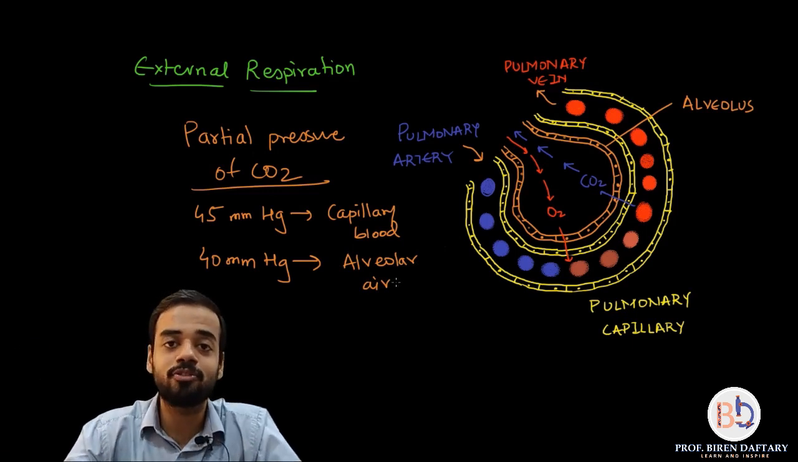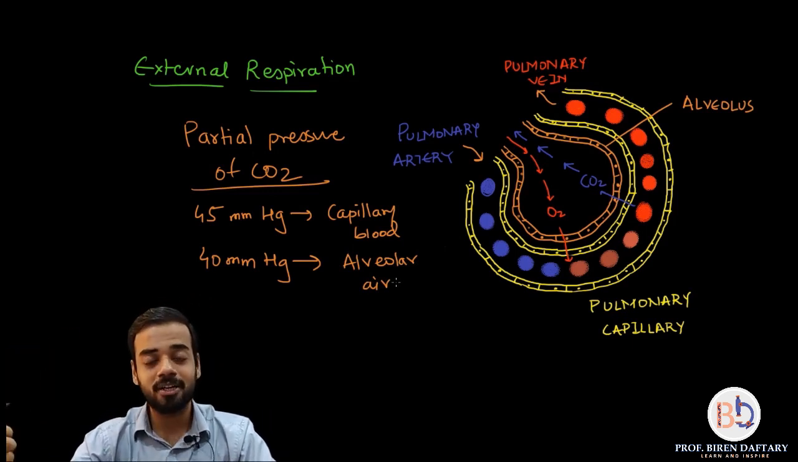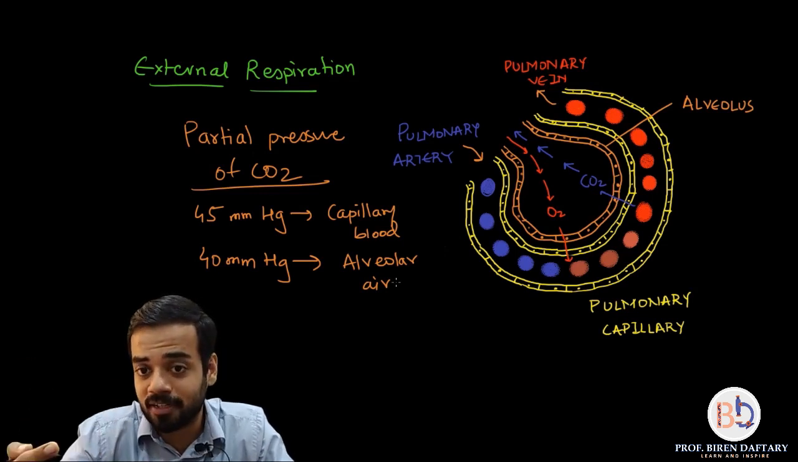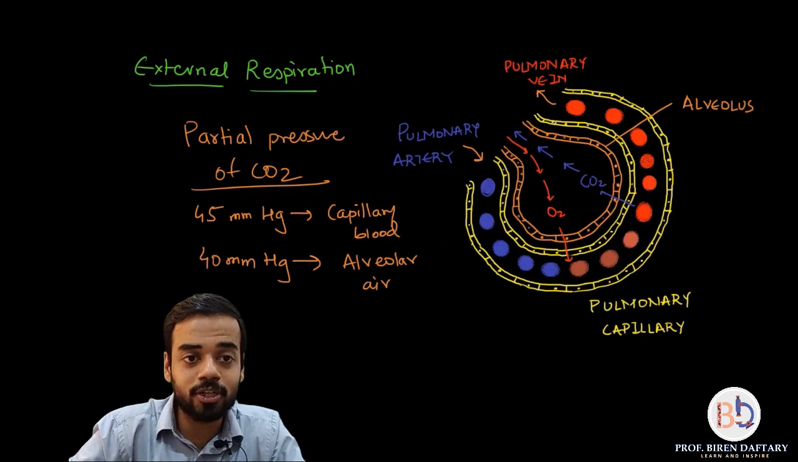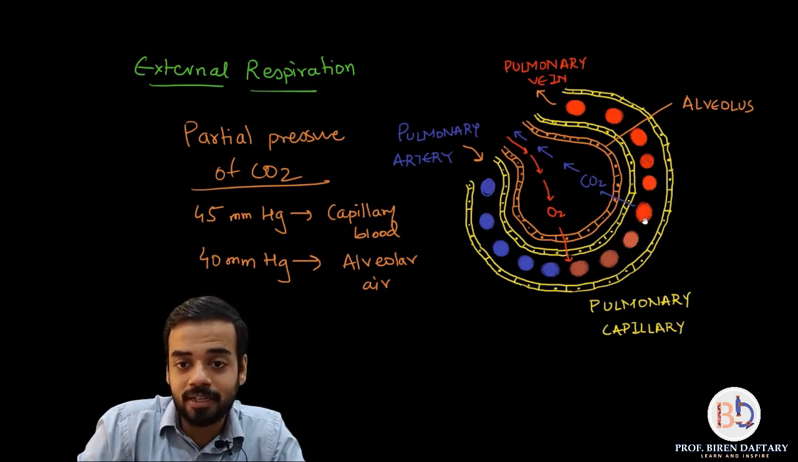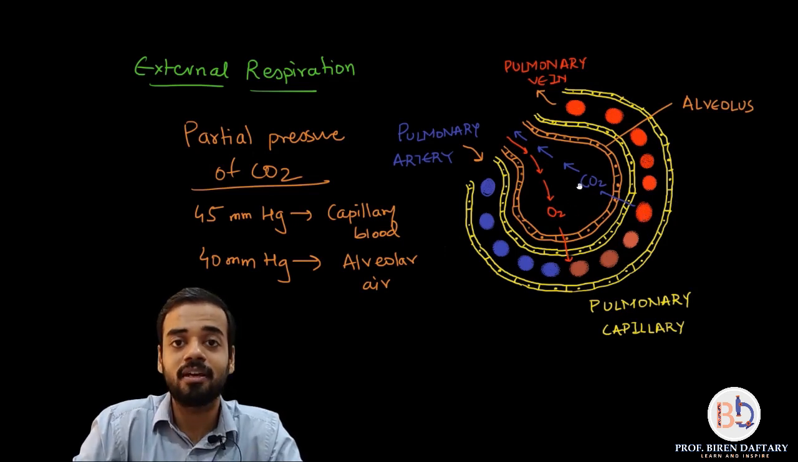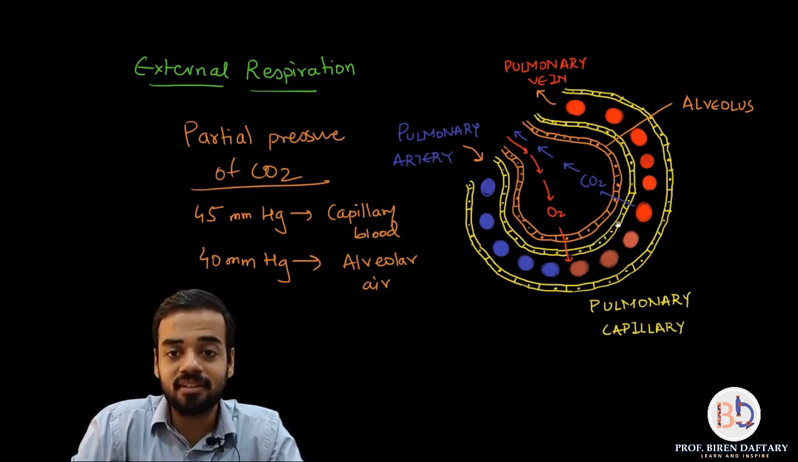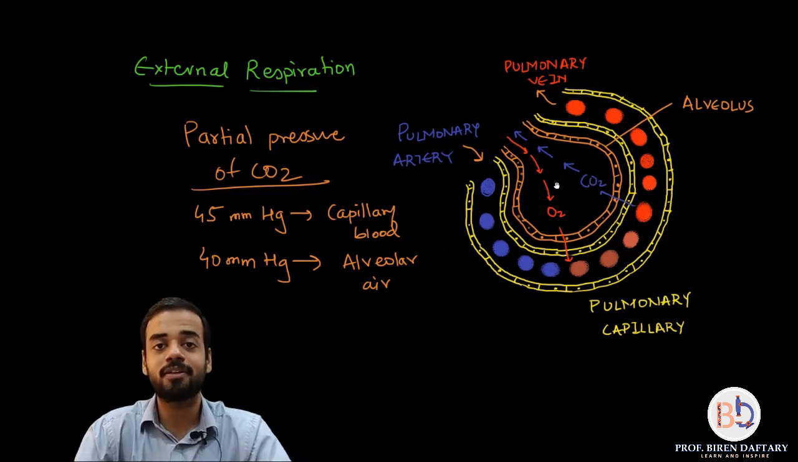So now what is going to happen? Again the same principle, carbon dioxide will move from higher partial pressure to lower partial pressure. So it is going to move from the capillary to the alveoli. So it is going to move in this direction. Is this clear? So I have shown it over here. Carbon dioxide moves from the capillary to the alveolus.